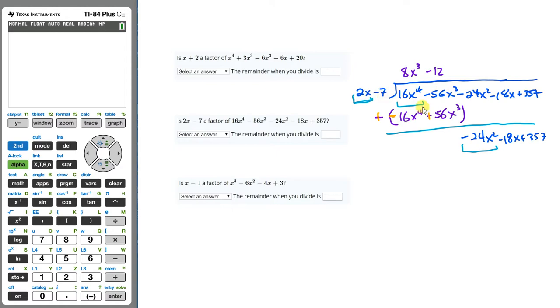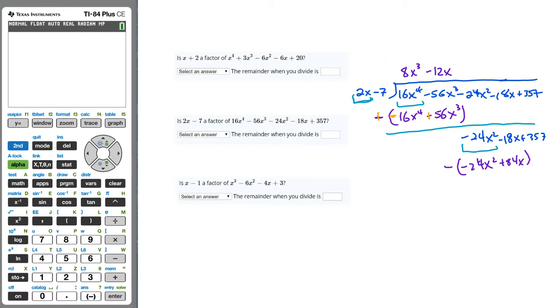Now, how do I make an x look like an x squared? I need one more copy of x. Negative 12x times 2x is negative 24x squared. It better match that term, which it does. Negative 12x times negative 7. So negative times negative is positive. 7 times 12 is what? 7 times 10 is 70. And 7 times 2 is 14. So that would be 84. So positive 84x. And I'm going to subtract.